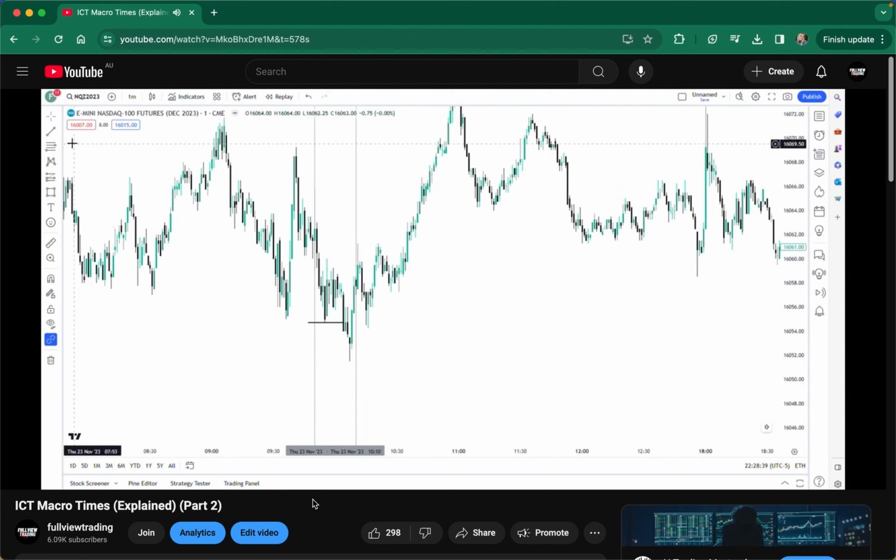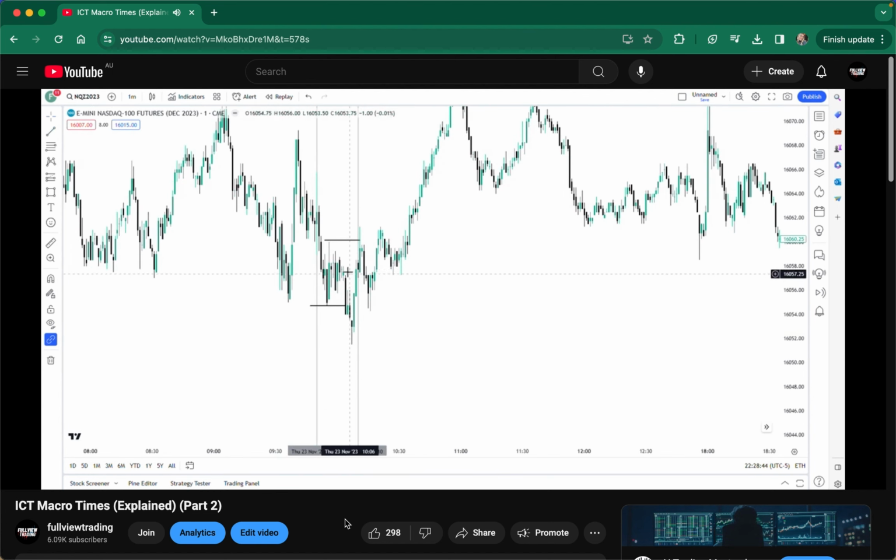Do we get a market structure shift? Yes. We push above this high. And technically that's a swing high here. We close above that with a body.